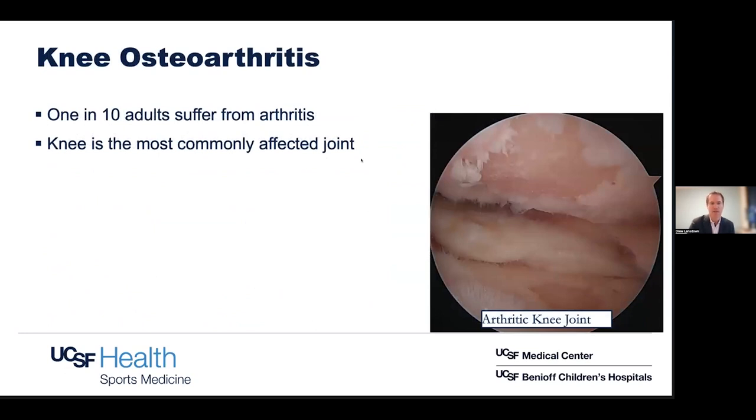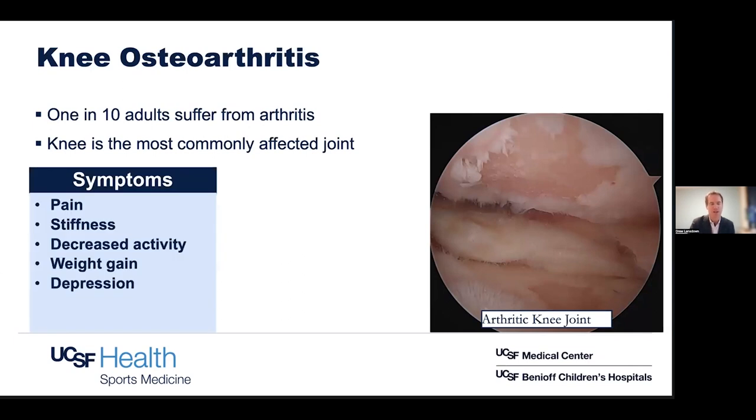Perfect. So knee arthritis is incredibly common. 1 in 10 adults suffers from arthritis, with the knee being the most commonly affected joint. And arthritis is impactful with regards to the activities that people are able to participate in, their overall health and perception of general health, and has a huge impact on expenditures in healthcare. It's a condition that we will encounter on a very frequent basis.